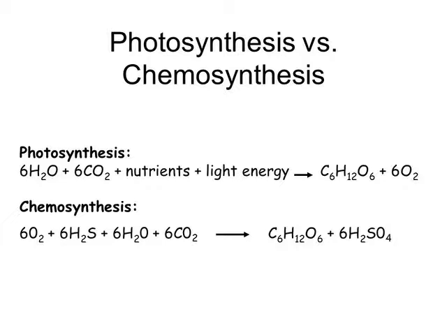In chemosynthesis, it's a little bit different. You still need oxygen, but you need hydrogen sulfide instead of light. You also need water and carbon dioxide, and all of that combined makes glucose and sulfuric acid? Actually, no. Sulfuric acid is the first one. The H2SO4, I believe, is hydrogen sulfide. Now I'm confused. One of the two. Anyways, you're producing an acid in the end. So that's just some differences between them.